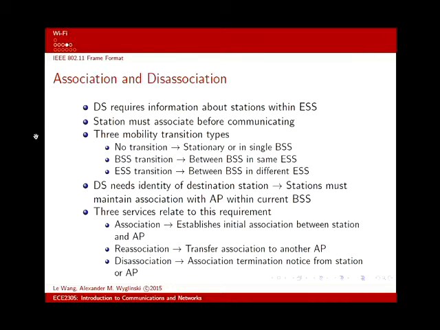Okay. So what happens is this: the distribution system requires information about the stations within the ESS. So a station could be the access points connected to the distribution system, and it could also be the actual individual devices that connect to the access points. And so we have to have all these guys associated with one of these access points.